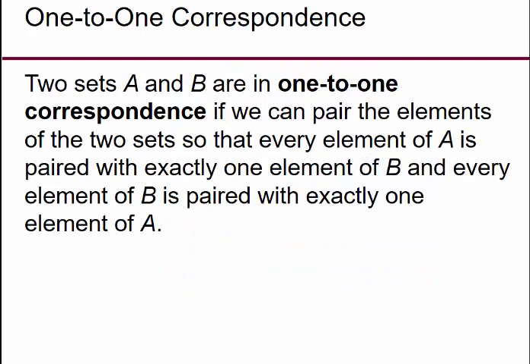The first thing we're going to talk about is one-to-one correspondence. Two sets A and B are in one-to-one correspondence if we can pair the elements of the two sets so that every element of A is paired with exactly one element of B, and every element of B is paired with exactly one element of A.